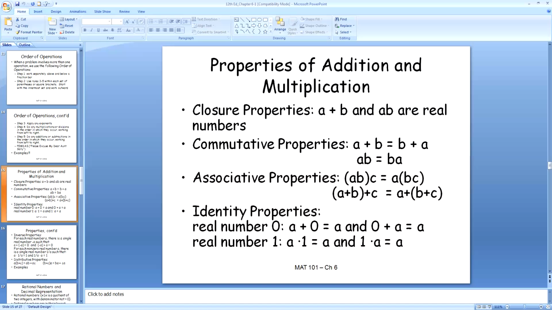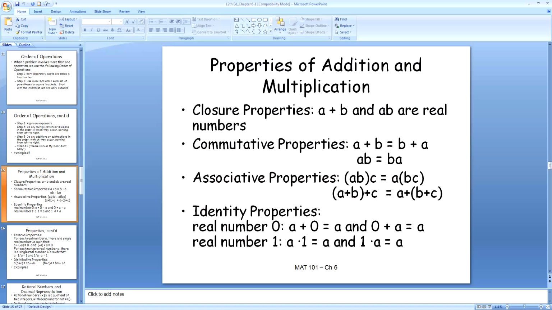Now, there are some other properties in addition and multiplication. These properties are called the closure properties. A plus B and A times B are real numbers. So if you see a number next to another number or a letter next to a number, that indicates that they're being multiplied. The commutative properties are allowing them to flip around.